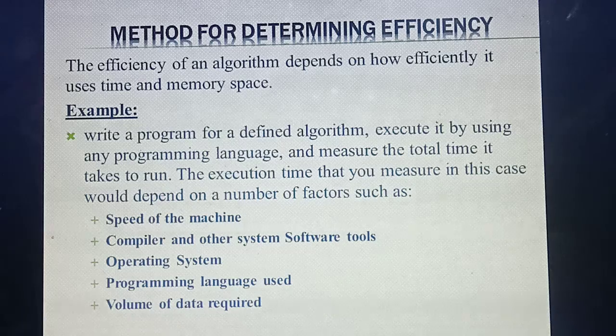Okay. So whenever the word efficiency is there, you need to remember two things. What are the things? How much memory space you are using, and how much time you are taking to complete the algorithm, isn't it?